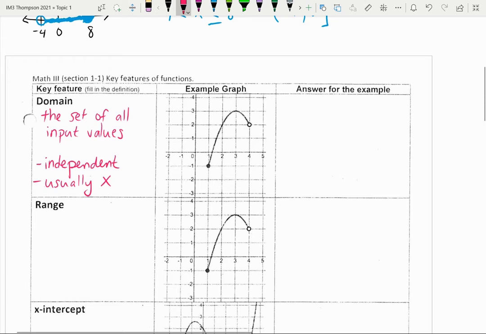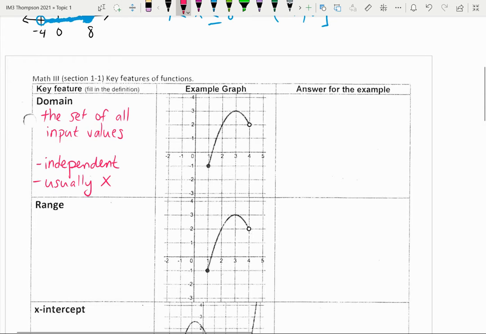The input is also called the independent values, or the independent variable. This is usually x. Now for this class, x and domain are going to be very closely related. When you go into calculus, the domain can be a lot of other things. A lot of what we're doing today is we're talking about intervals, but we're also going to be talking about points and figuring out the difference between them.